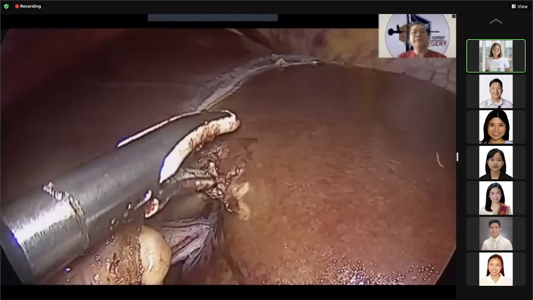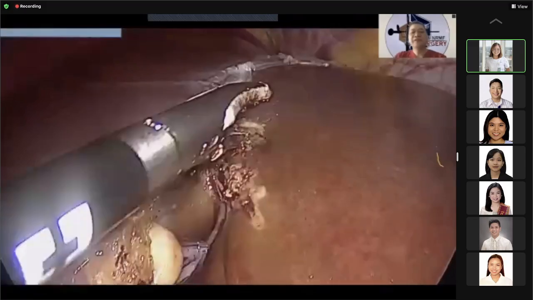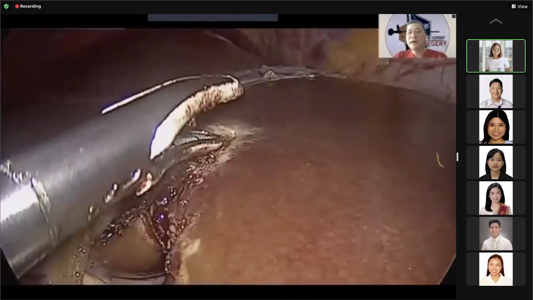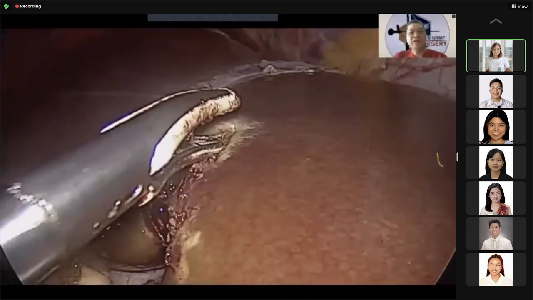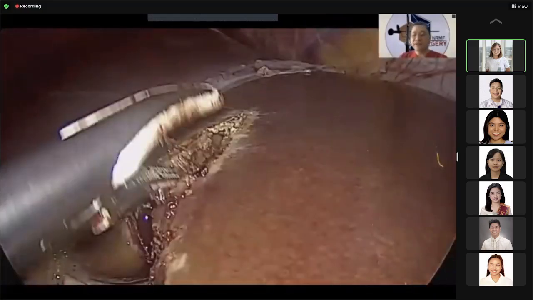So these are examples. This is a liver surgery in which, if you use a monopolar instrument, you will encounter a lot of bleeding. So with the advanced bipolar system, you minimize the bleeding.